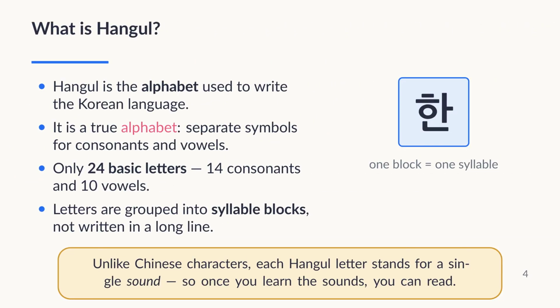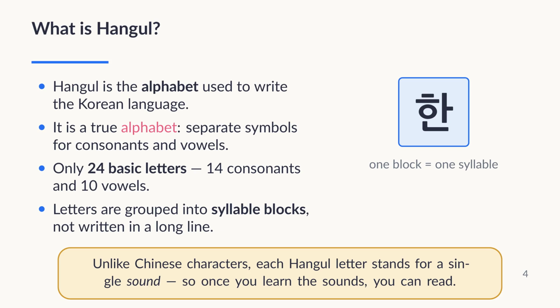So what exactly is Hangul? Hangul is the alphabet used to write the Korean language. I want to stress the word alphabet, because this is very good news for you. Korean is not written with thousands of picture characters the way Chinese is. Instead, like the English alphabet, Hangul has a small set of symbols, and each symbol stands for a single sound. There are separate letters for consonants and separate letters for vowels, just as we have in English. The full basic set is only 24 letters, 14 consonants and 10 vowels. That is genuinely all you need to start reading.